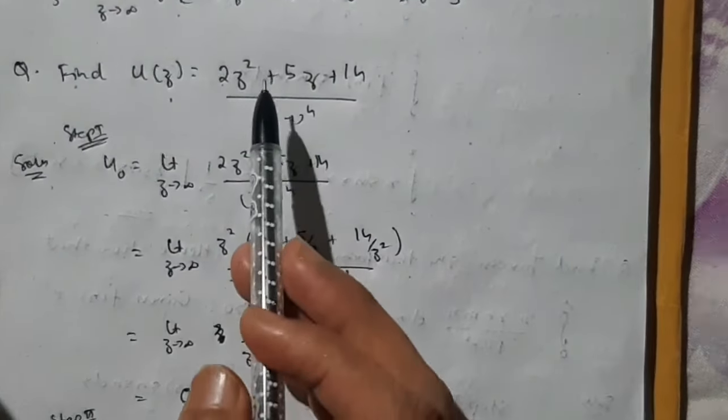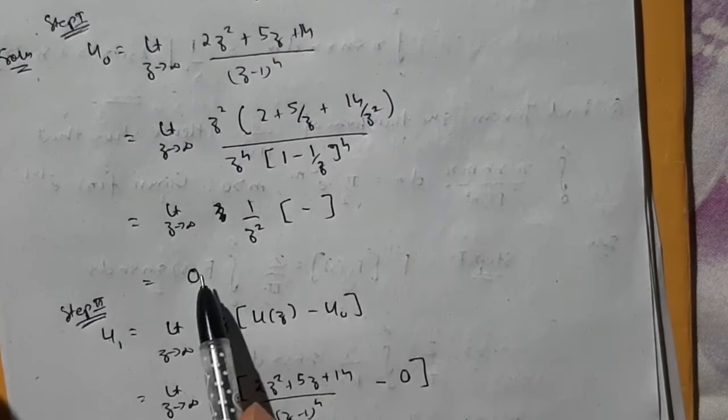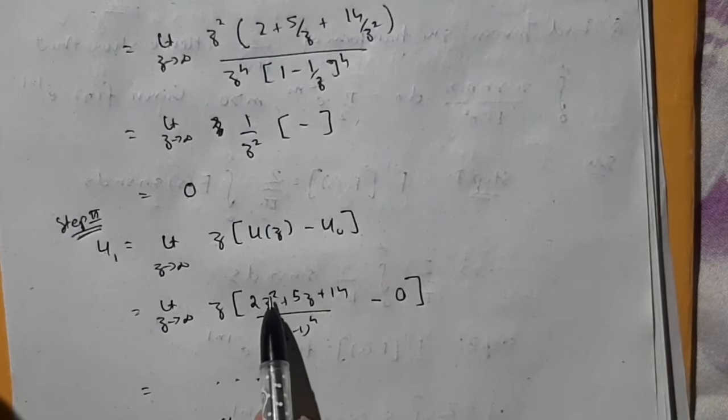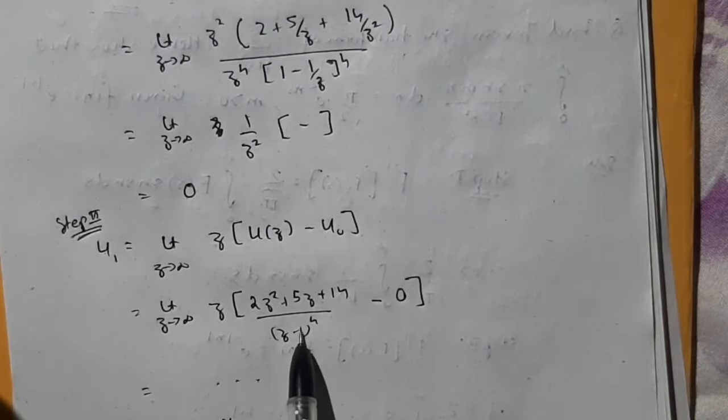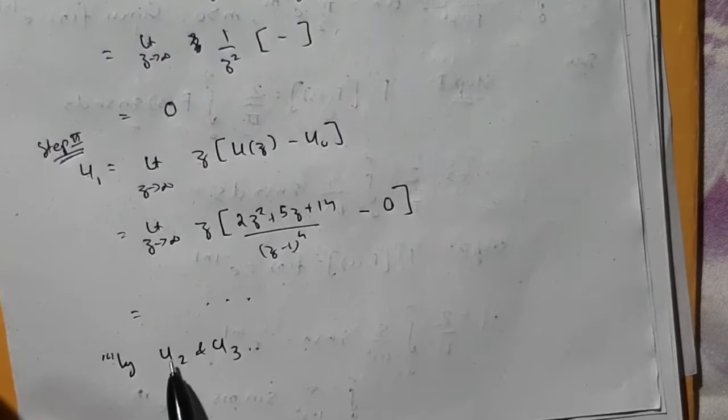Similarly for u1 you will write the formula here and substitute u of z, which is this thing in the question what they give, and minus u naught. U naught you have got here 0, so you will substitute 0, and again you will do the same thing, take z square common here and z power 4 common here, and you will get the u1, and similarly you have to find u2 and u3, and that finishes this initial value theorem. It was quite simple, right?